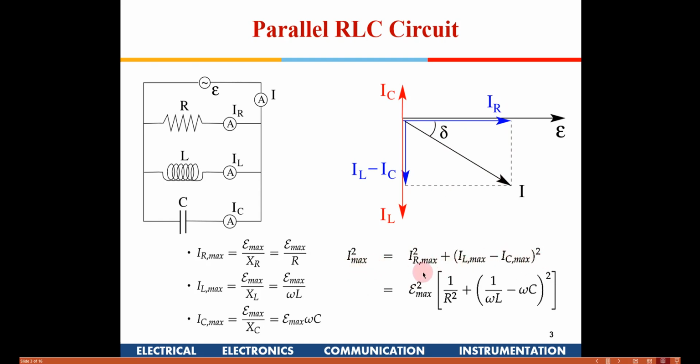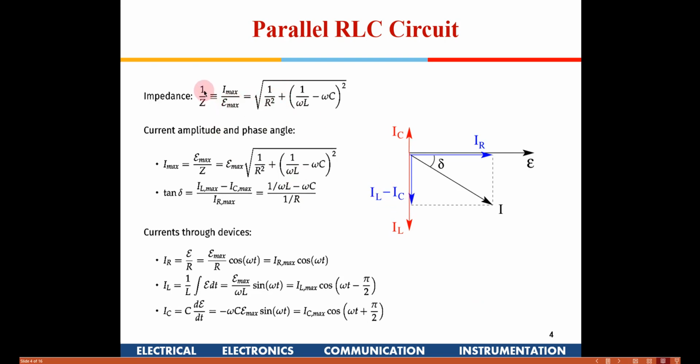Now substituting the value of IR max, IR max is equal to E max by R, and the other values, we get this equation: I square is equal to E square into the quantity 1 by R square plus the quantity 1 by L omega minus omega C, the whole squared. So this is the equation which we get out here.